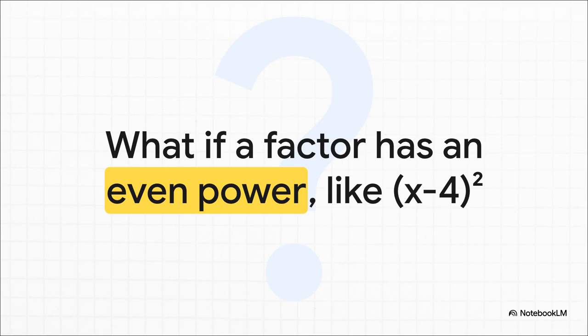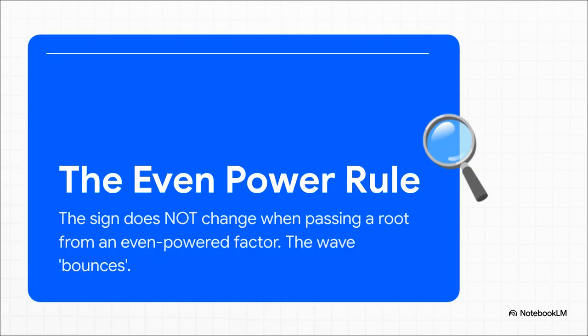So far, we've just been happily alternating our signs, plus, minus, plus, minus. But what happens if one of your factors is squared, or raised to the 4th power, or any even power? Does that change things? Oh yeah, it absolutely does. This is what we call the even power rule.